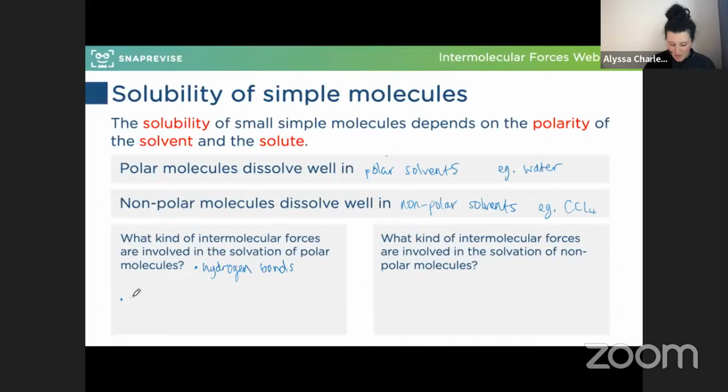Good. Permanent dipole, permanent dipole. Very nice. So permanent to permanent interactions or forces, and instantaneous induced as well. Yeah, lovely. Our London forces. Very good.